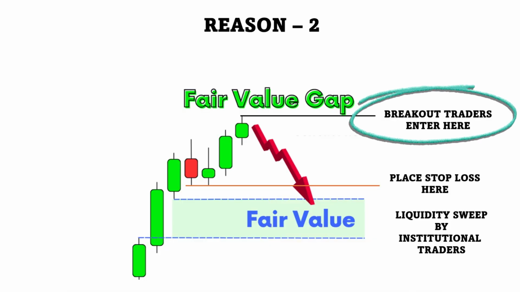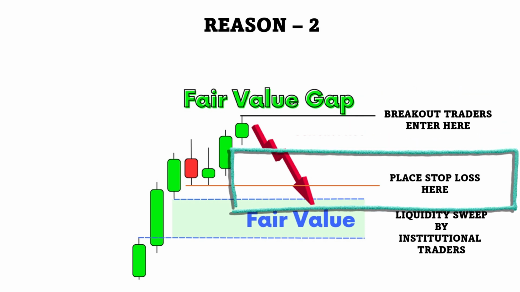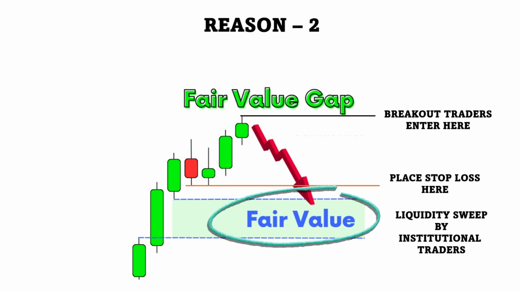Reason number two, why would the price retrace back into this zone? As soon as the fair value gap happens, it normally breaks the resistance zone. And there are a lot of technical analyst traders who enter into the trade on the basis of breakout. And then they put their stop loss below the latest support zone. Now, this latest support zone also falls in this fair value gap zone or very close to it. So what happens next? This becomes a nice liquidity pool for the institutional investors.